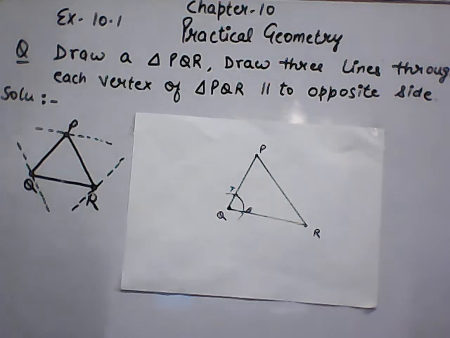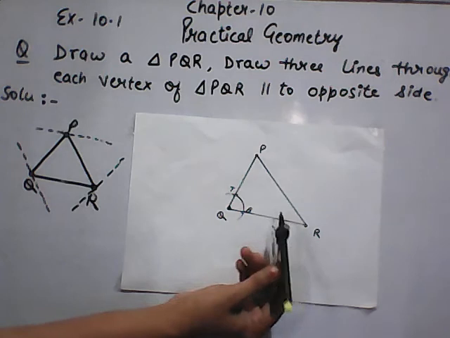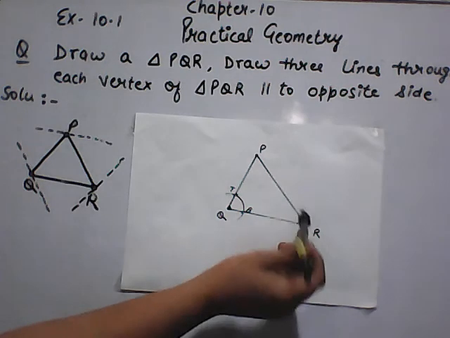In a similar way, with the same radius as in the previous step, you have to take R as center and draw an arc.